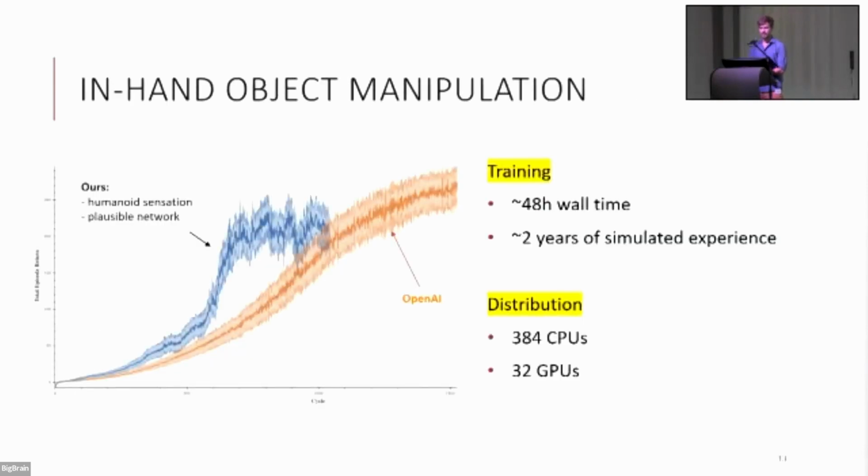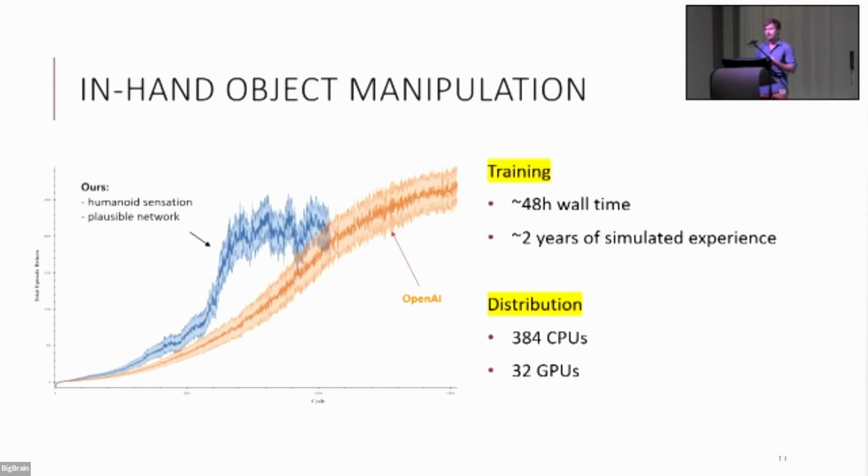Now, training this results in the training graph that you can see here. On the x-axis, you have the training time, and on the y-axis, you have the average reward. And as you can see, our approach in blue, which uses solely human sensation as well as a plausible architecture, is quite competitive with the performance of the state-of-the-art in AI that you can see in orange here.